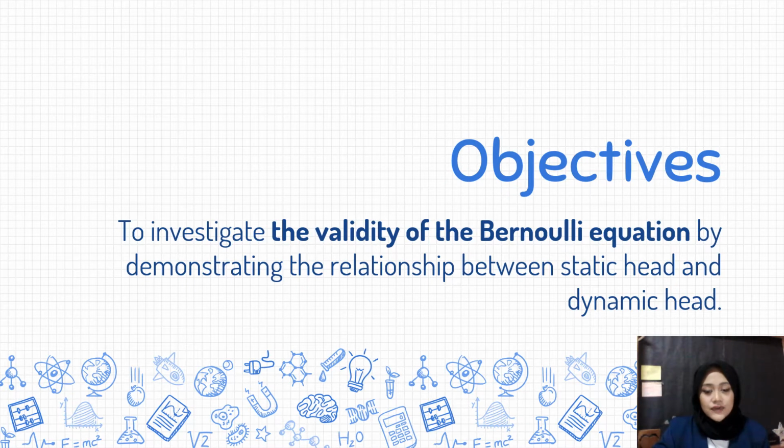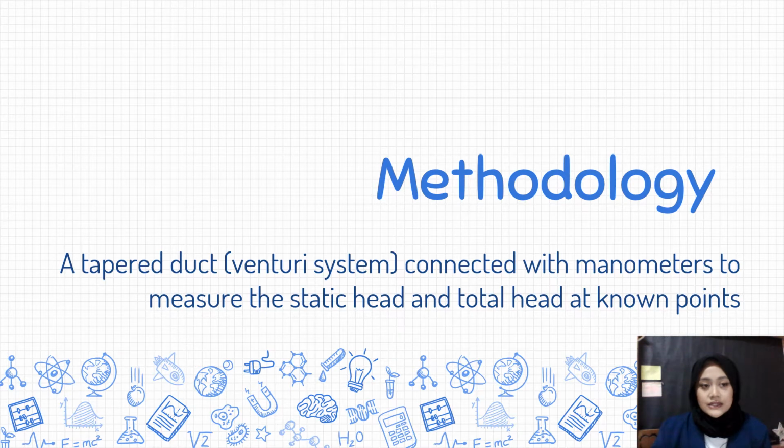The objective of this experiment is to investigate the validity of the Bernoulli equation by demonstrating the relationship between static head and dynamic head. Methodology. The concept of the experiment is to connect manometers with a tapered duct to measure the static head and total head at known points. Now, let's see the setup of the experiment.